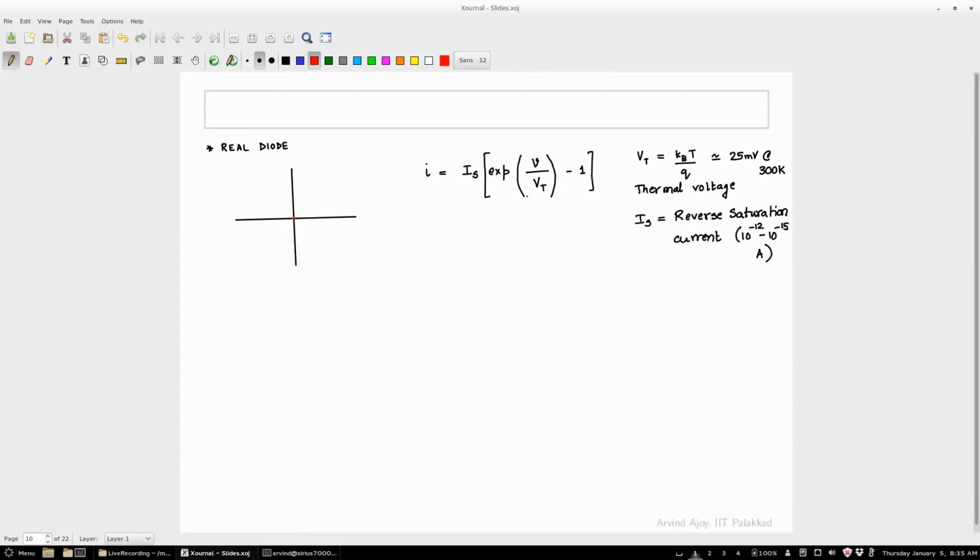So it's basically an exponent, right? For positive voltage, it's fairly easy to draw. It's an exponent, right? So at 0, what is the value of this at 0? 0. For positive values of V, it's essentially the exponent, right? And what about negative values?